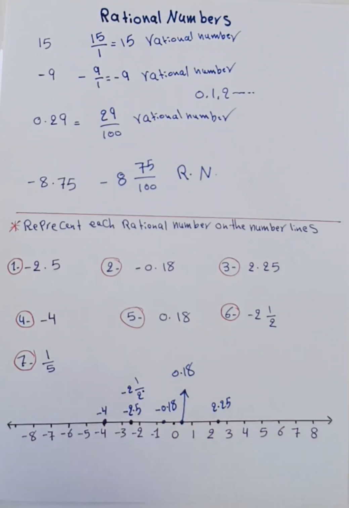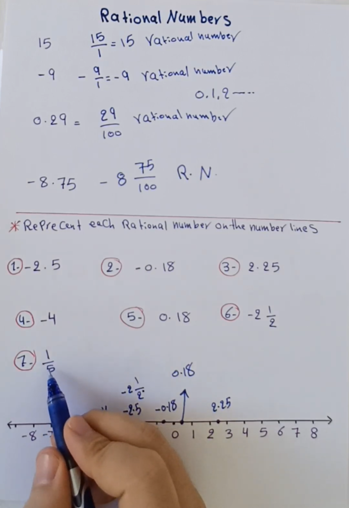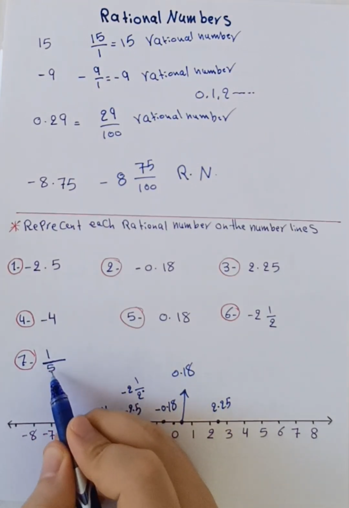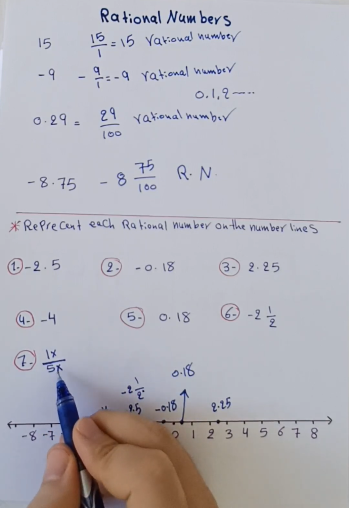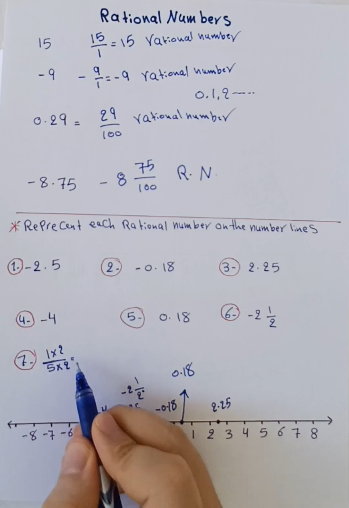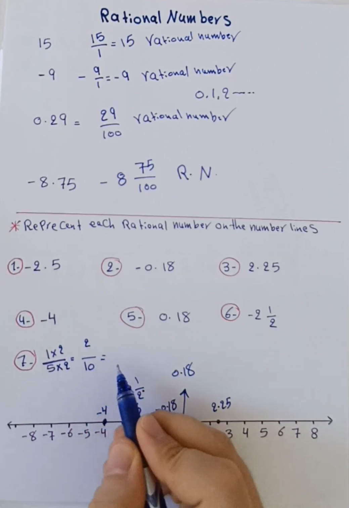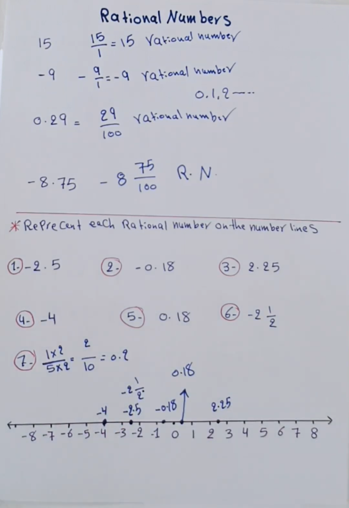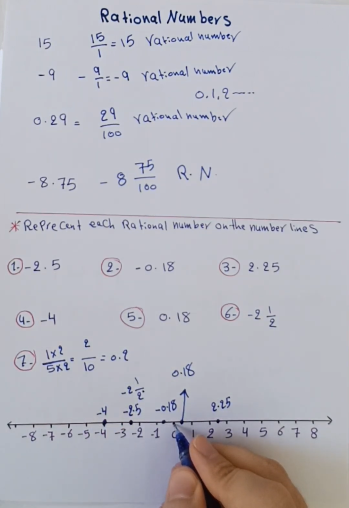After that we have 1 out of 5. For the decimal form of 1 out of 5, we can multiply 5 by 2 to change it to 10, so we multiply by 2 and get 2 out of 10. The decimal form for 2 out of 10 is 0.2. So this point is 0 and 0.2 should be here.